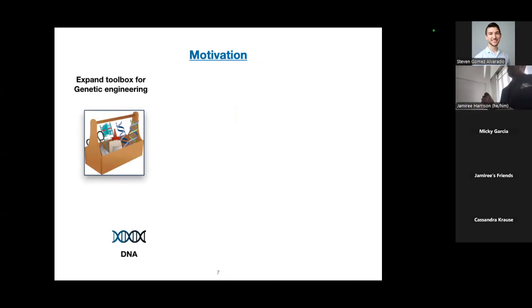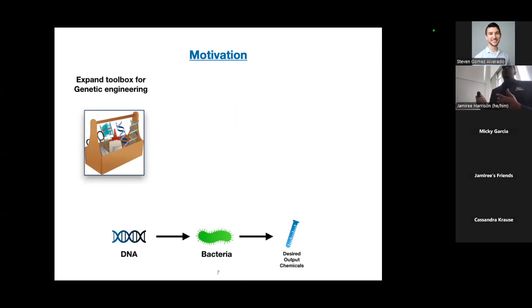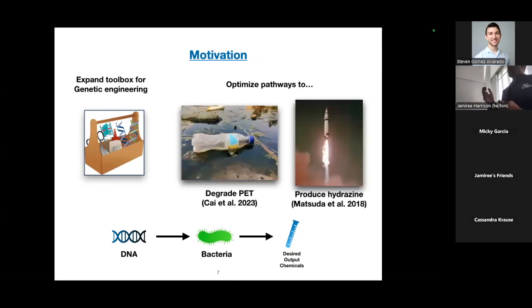So why do we care about this? Well, if we can take DNA, put it in bacteria, then you can get desired output chemicals. So more recently, people have been able to use bacteria to do things like degrade types of plastic called polyethylene. And then also there are bacteria more recently that can produce hydrazine, which is a chemical used in rocket fuel. So if we can design promoters to optimize pathways to produce these chemicals, then we can get more efficient bioproducts. That's essentially the big motivation for this kind of work.